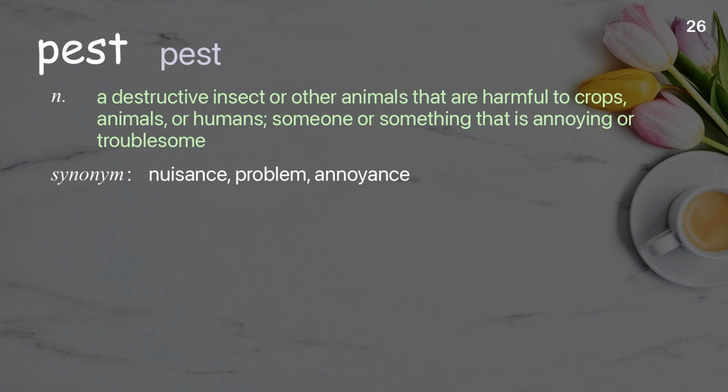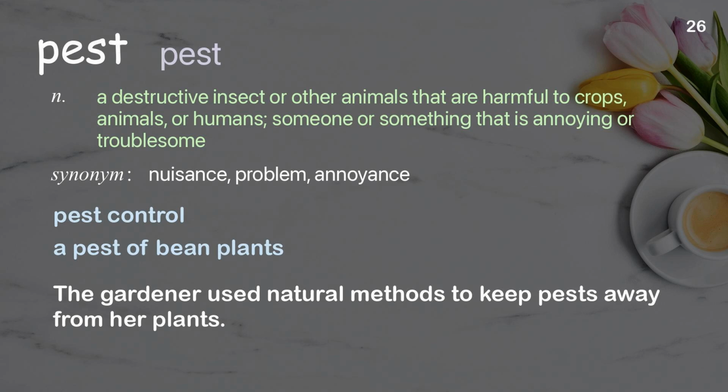Pest: a destructive insect or other animals that are harmful to crops, animals, or humans, someone or something that is annoying or troublesome. Examples: pest control. A pest of bean plants. The gardener used natural methods to keep pests away from her plants.